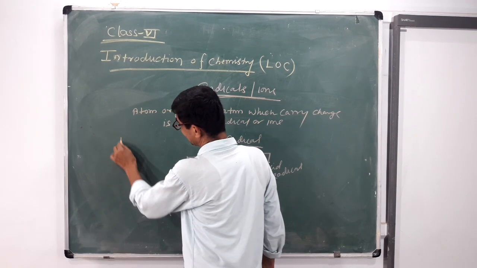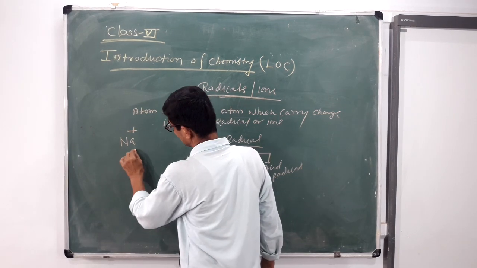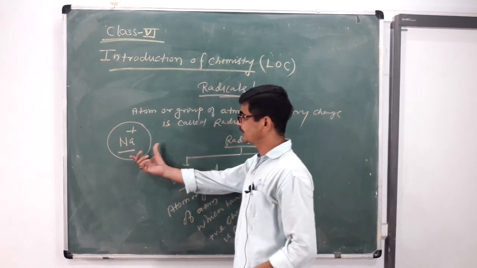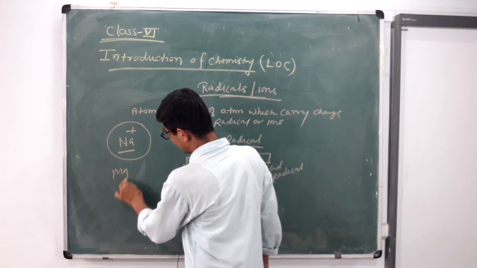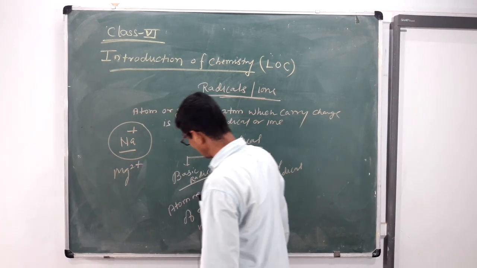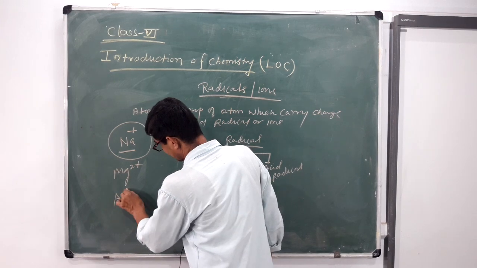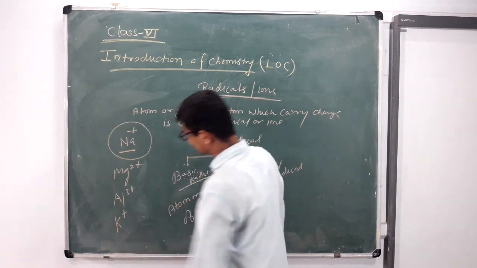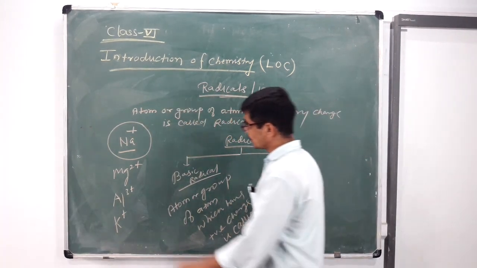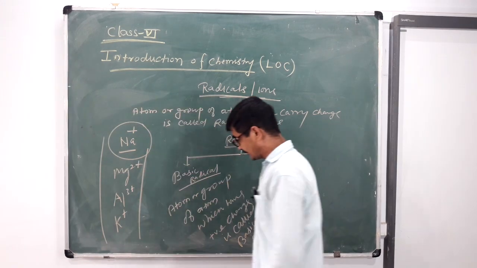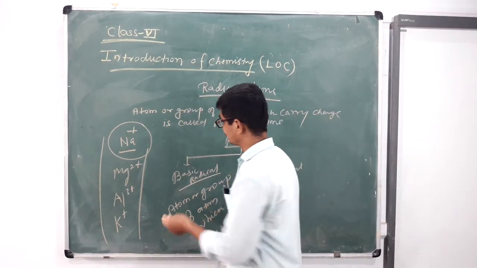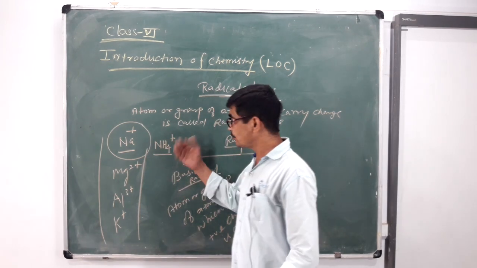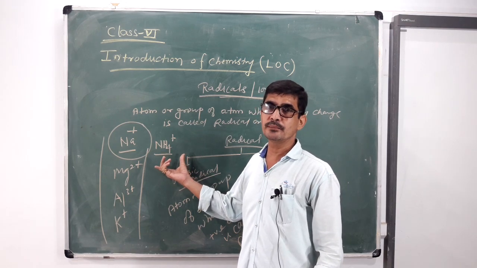Such as Na plus, sodium, this is called simple basic radical because a single atom carries positive charge. Magnesium Mg2 plus is called simple basic radical. Aluminium Al3 plus is called simple basic radical. K plus, potassium is called simple basic radical. Because a single element carrying positive charge is called simple basic radical, and group of atom like NH4 plus, here group of atom which have positive charge, so this is called compound basic radical.